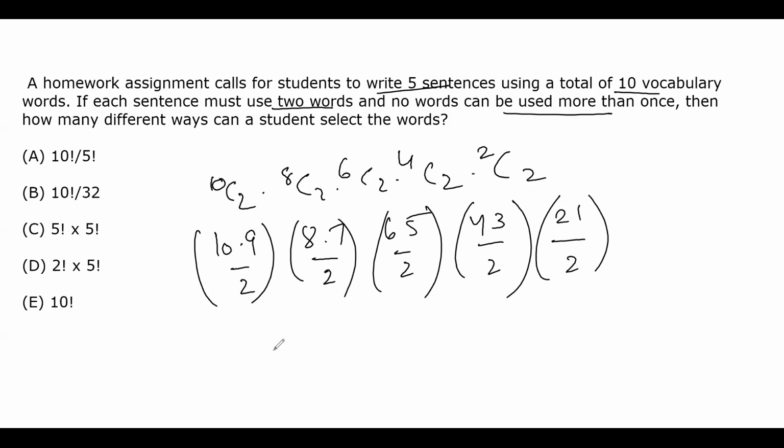So what does that come out to be? 10 factorial over 32? Am I doing this correctly? Looks like it. Yeah. Can you do it by the slot method as well, if you don't mind? Yeah, I'm just verifying if I'm doing things fine. Now, 5 sentences, 10 words, and if each sentence must use 2 words and no 2 words can be used more than once.